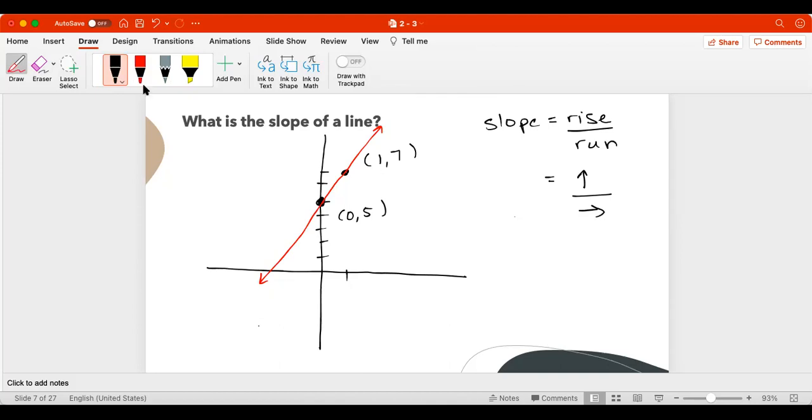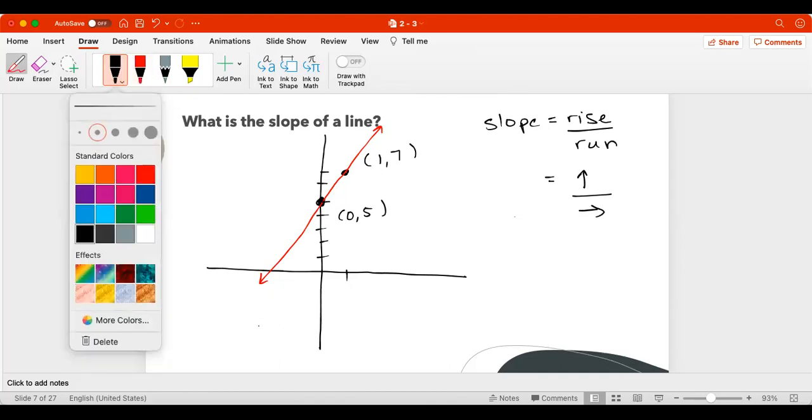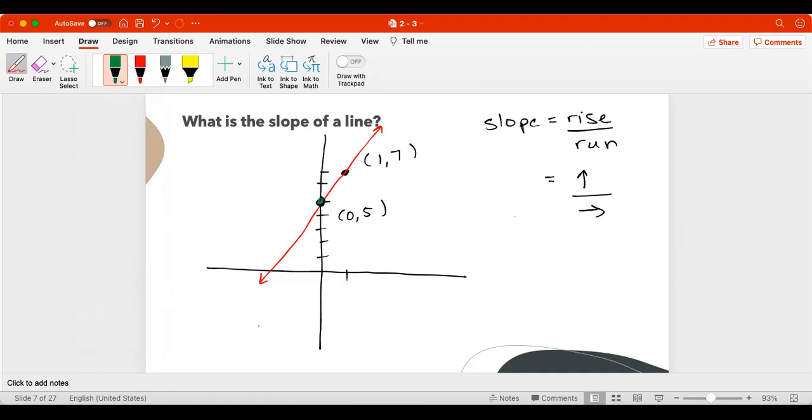So let's count. To go from this point here, I can change the color, let me try green, to go from this point here to this point, I have to go up 1, 2, over 1. In fact, to get to another point on this line, I'll also have to go up 2 over 1. And that's the slope. It's 2 over 1.